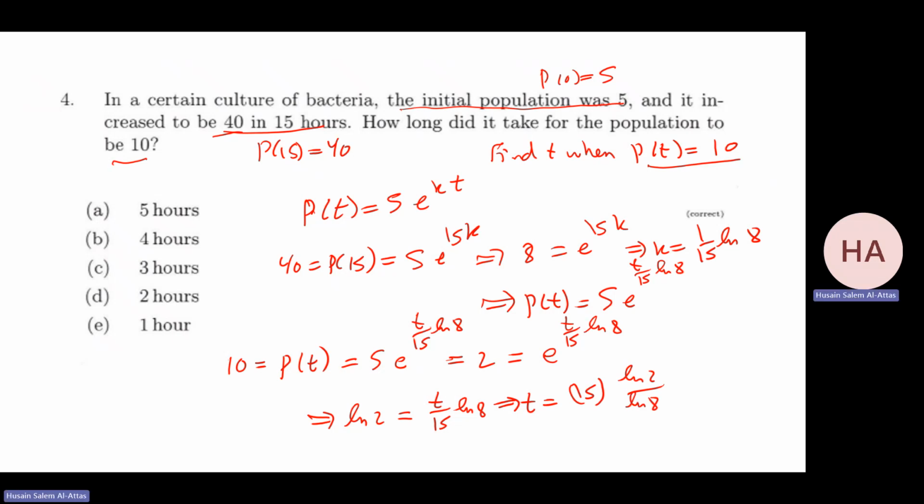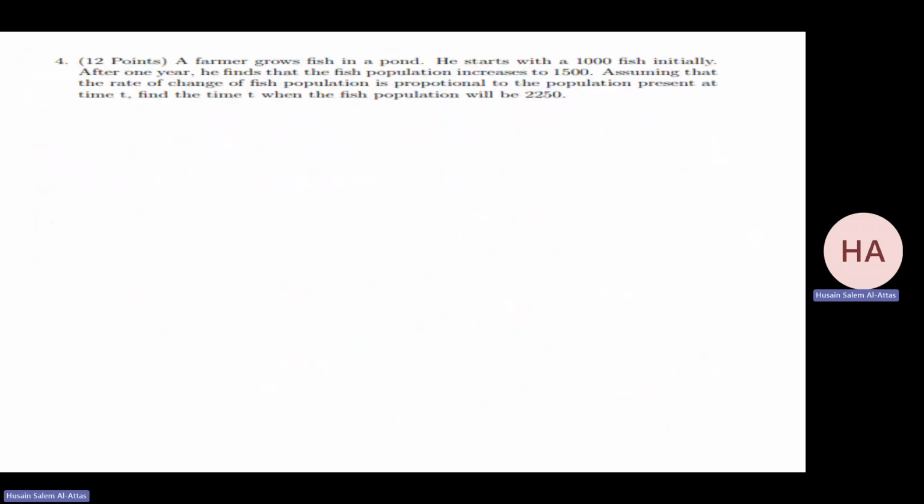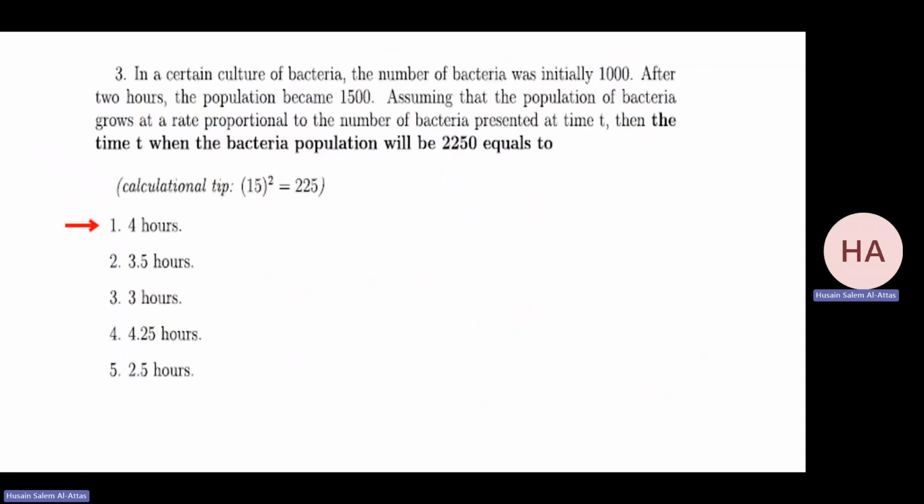Ln 8 is what? That will be 15 ln 2. This is 2 cubed. So it will be 3 ln 2. So this is cancelled. 15/3 is 5, which is this. So as I said in the old exam, they will try to make the numbers easy to calculate, you can find easily. Let me do this quickly. He gave you this calculation.